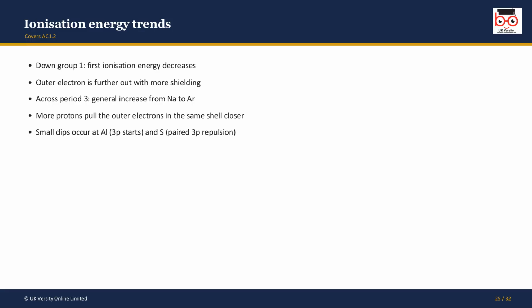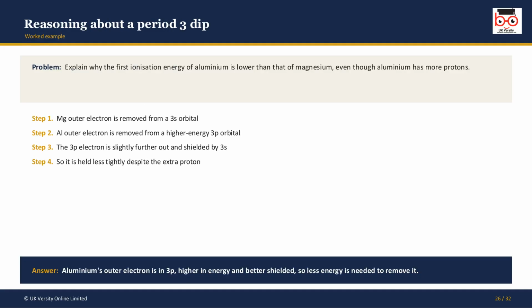2 trends are worth knowing. Going down group 1, the first ionization energy falls because the outer electron is further out and better shielded by inner shells, so it's easier to remove. Going across period 3, from sodium to argon, it generally rises because more protons pull the outer electrons, which are in the same shell, in more tightly. There are small dips, though, at aluminium, where a 3p electron starts, and at sulfur, because of repulsion between paired 3p electrons. Let's reason through one of those dips.